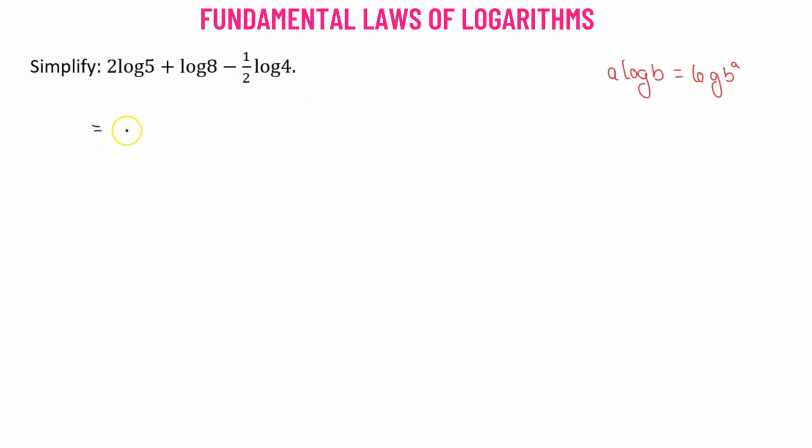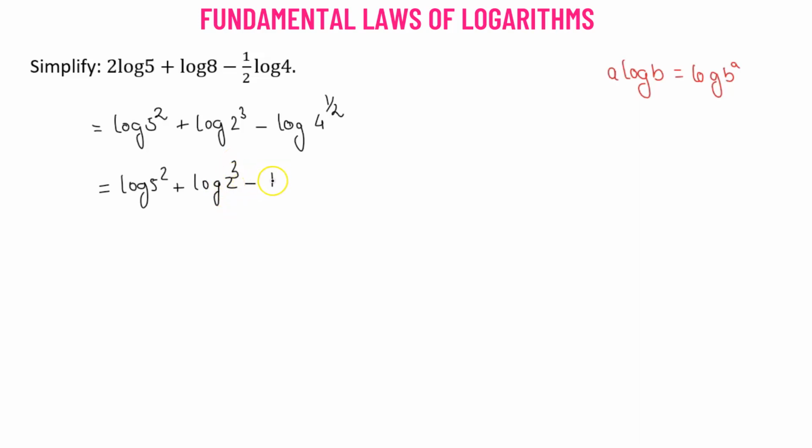So our first term is 2 log of 5, which can also be expressed as log of 5 squared, plus log of 8. Now 8 is simply 2 cubed, minus, we will take the half and raise it to the power of 4. So that means we have log of 4 raised to the power of half. So that means we have log of 5 squared plus log of 2 cubed minus log of, now here we have 4 raised to the power of half.